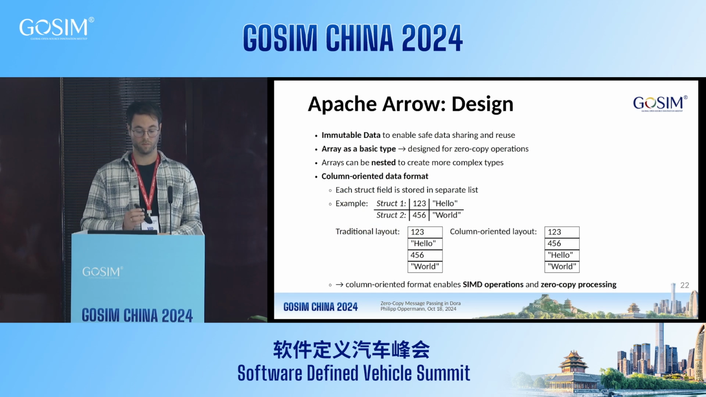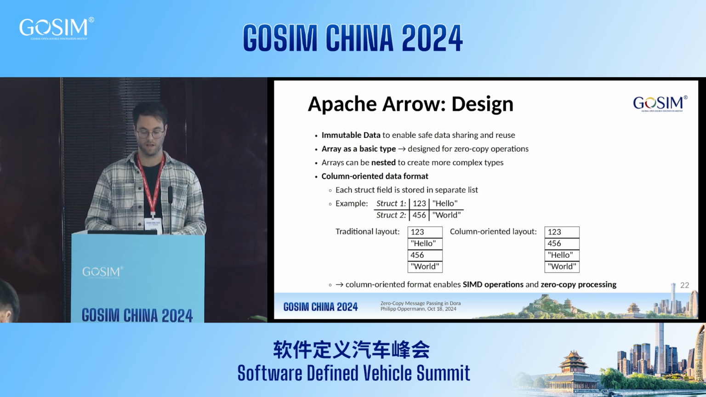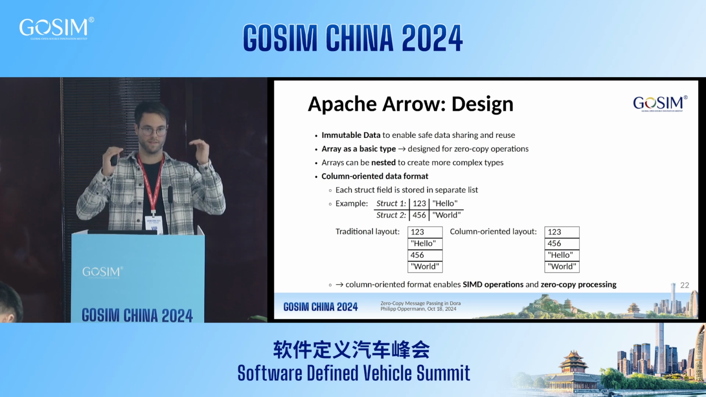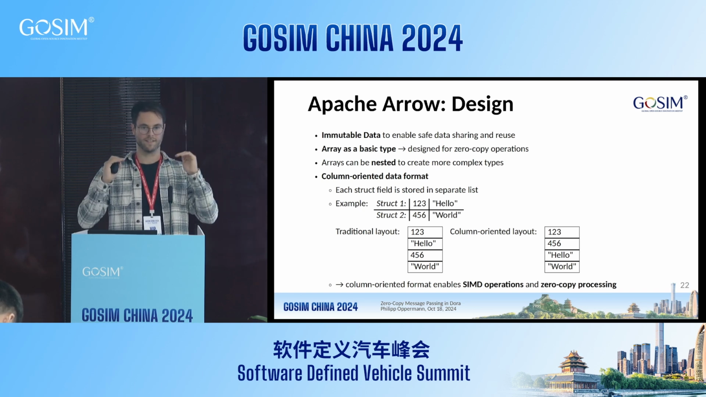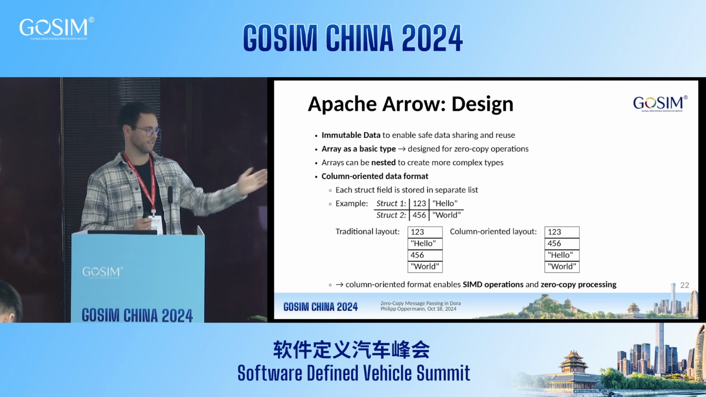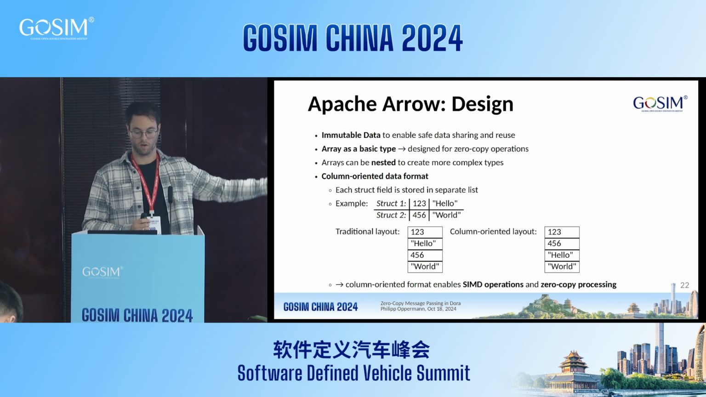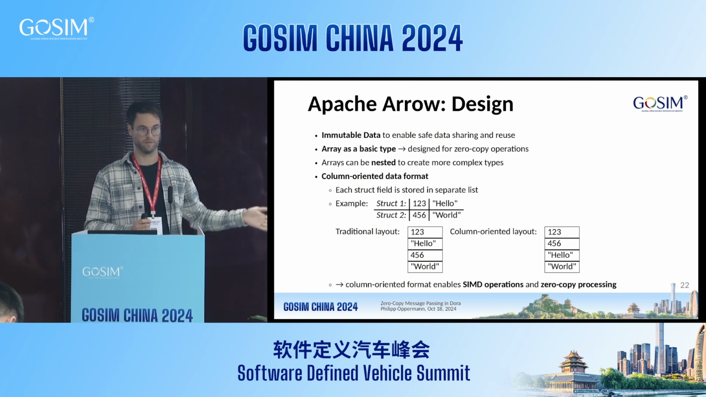Yeah, and one central design aspect of Arrow is that it's column oriented. So if you have a struct with multiple fields, you don't store them first struct instance, then the second struct instance, but instead you take each field and store it as a separate list. So in this example, we first store all the integer fields in a list, and then we have a second list with the string fields.